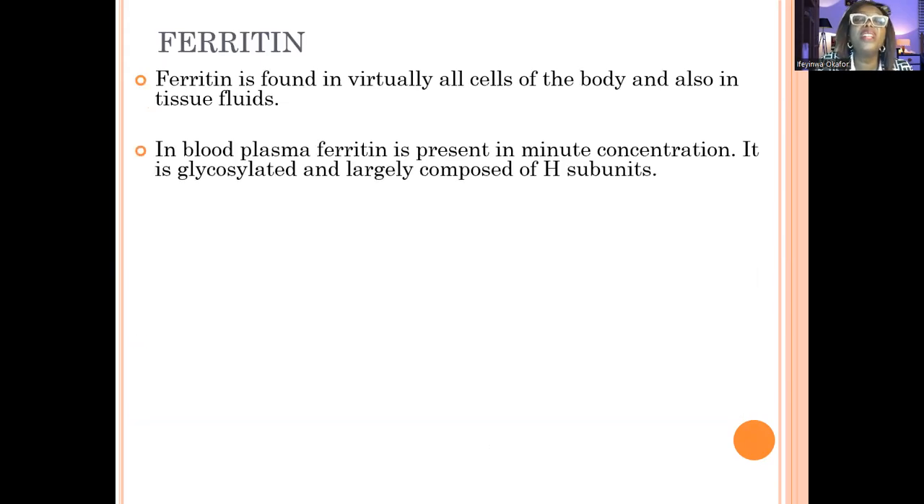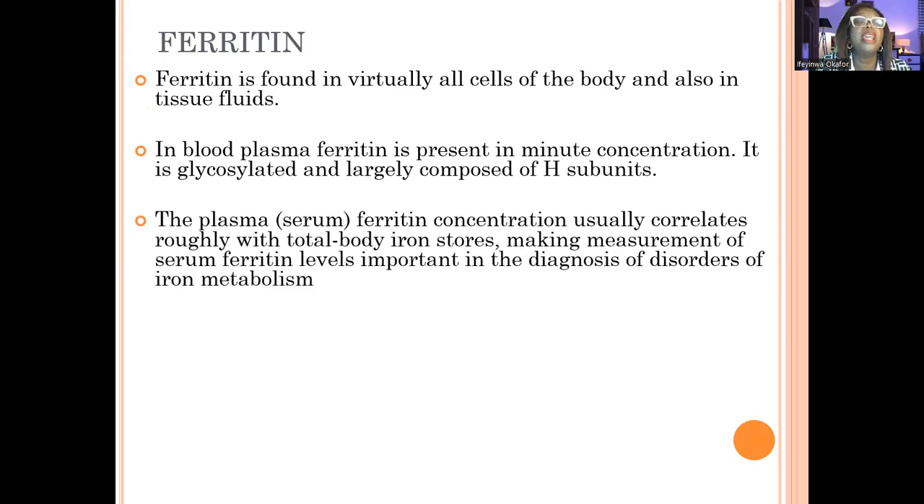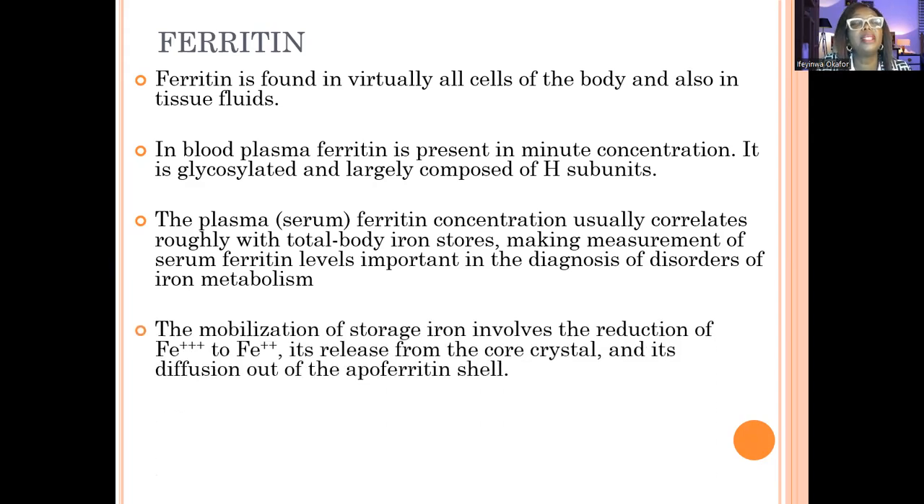Ferritin is found in virtually all cells of the body and also in tissue fluids. In plasma, ferritin is present in minute concentrations, and it is glycosylated and largely composed of H subunits, like I said earlier. The plasma ferritin concentration usually correlates with the total body iron. That is why measuring serum ferritin or plasma ferritin can help us assess the iron status of an individual.